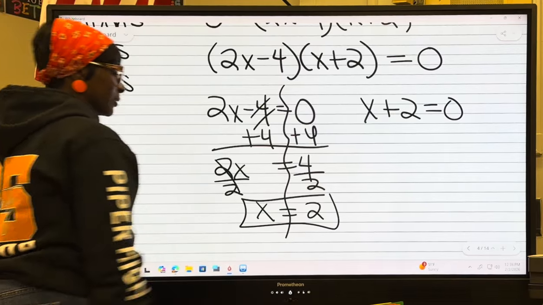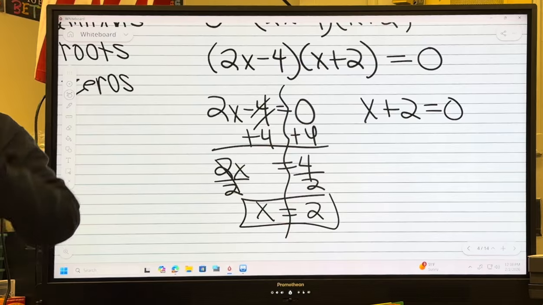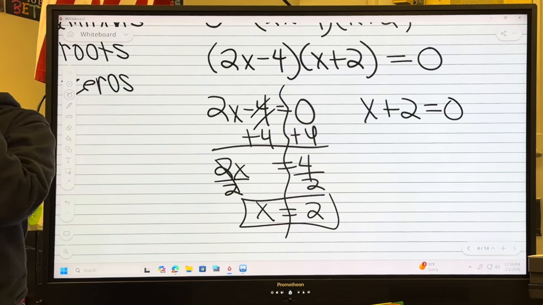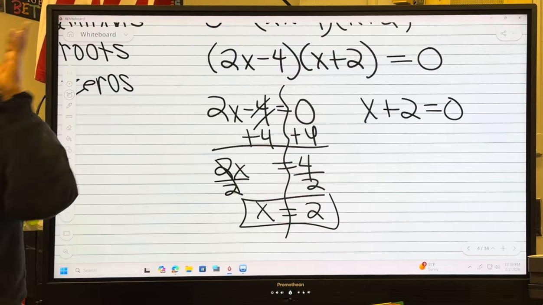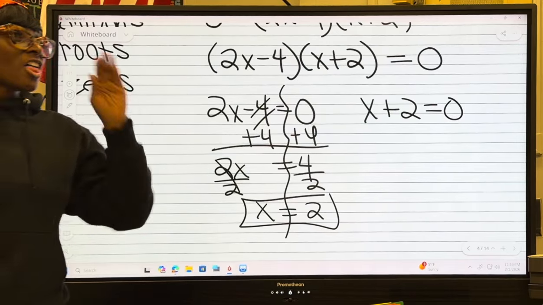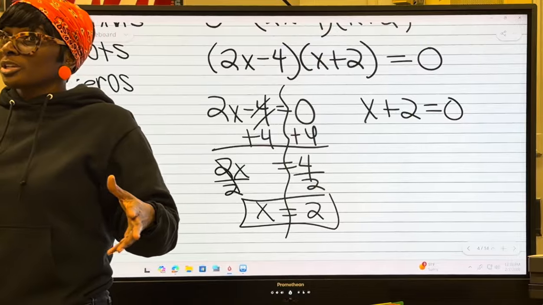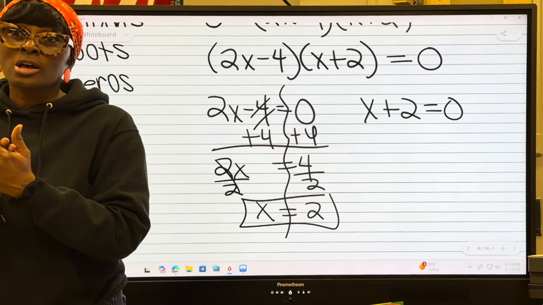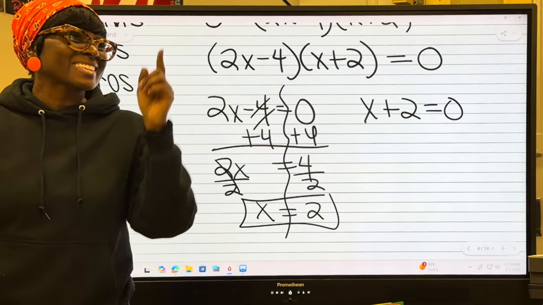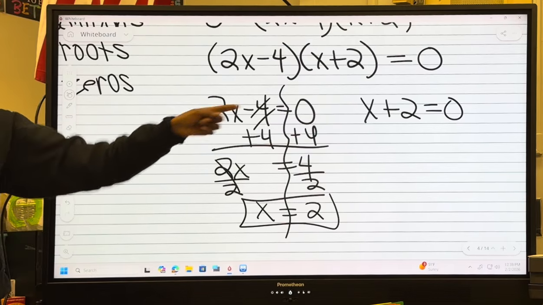What does this tell me? That's a solution. Give me another name. That's a root. It's a 0. One more name. It's an x-intercept. The parabola that opens up and has no shift is going to cross the x-axis at 2. Is that its only solution? We got another one. Let's go.